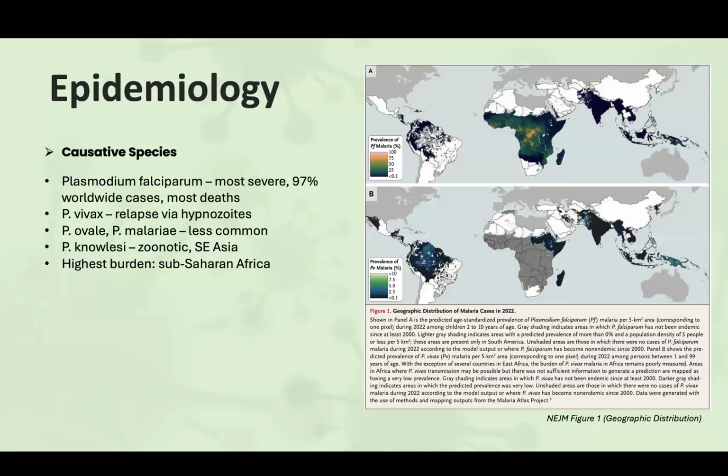In contrast, the bottom panel shows Plasmodium vivax, which has a much broader geographic distribution, particularly across South America and Asia. Although vivax is often less lethal, it causes significant morbidity due to relapse from dormant liver hypnozoites. Clinically, this matters because where a patient traveled predicts which species you're treating, how severe disease may be, and whether relapse preventing therapy is required.